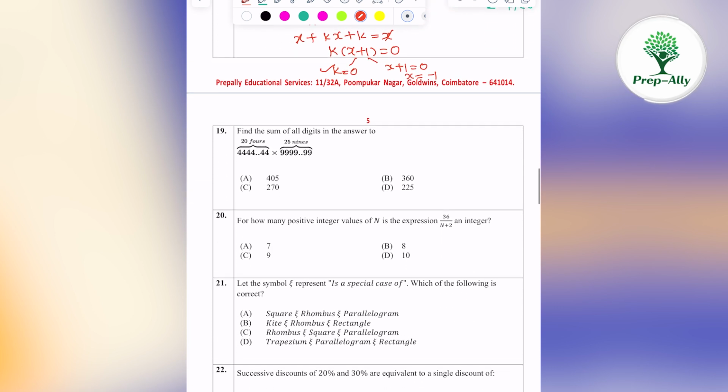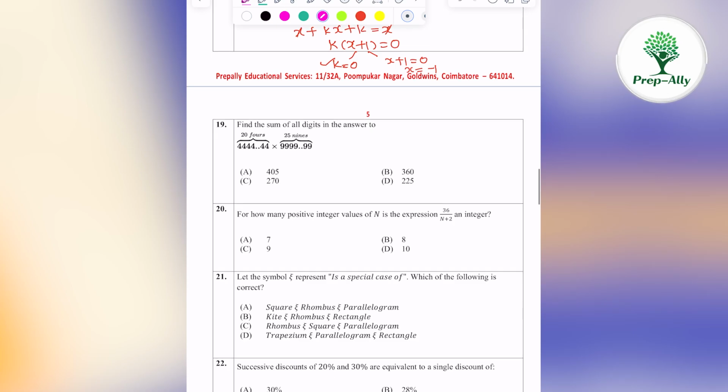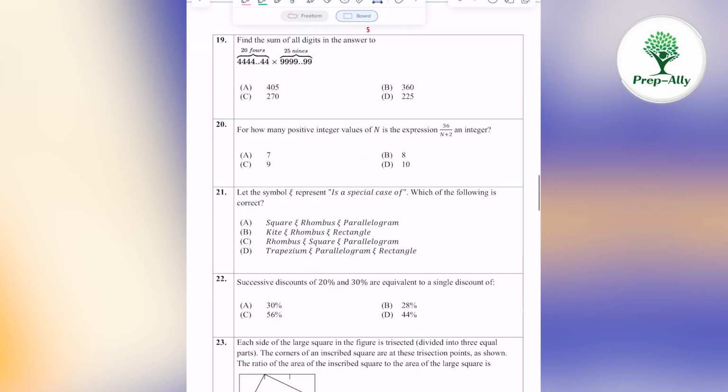Now the next question, question number 19, which is actually an interesting one. Basically, in this we have to find the sum of the digits of 444 given 20 times multiplied by 999 given 25 times.